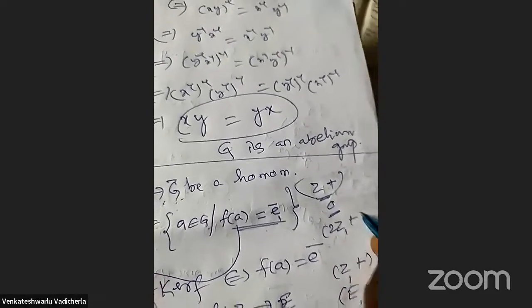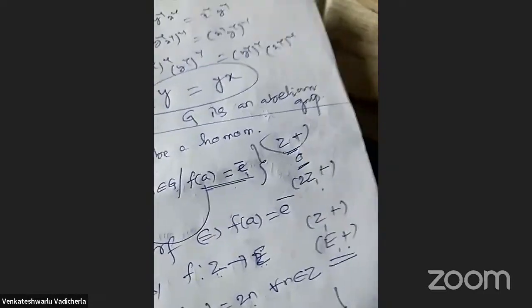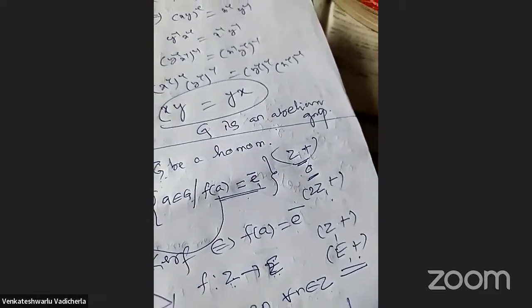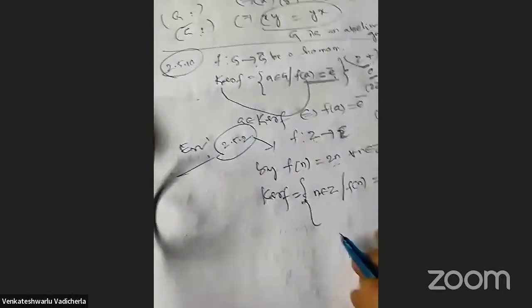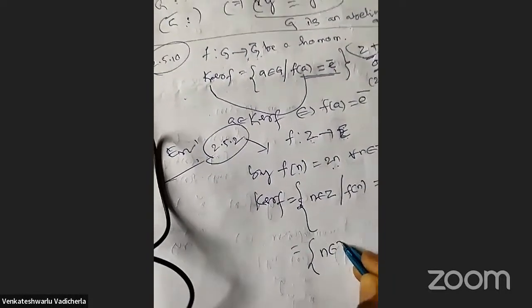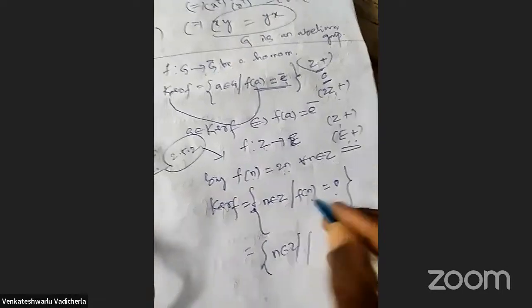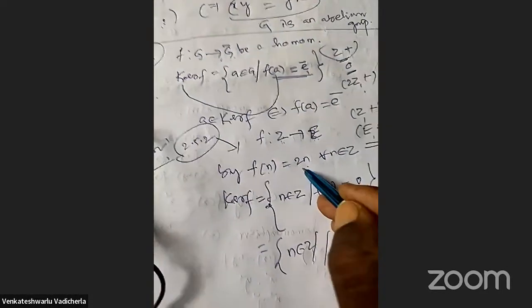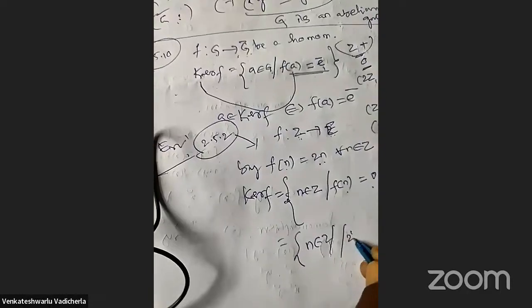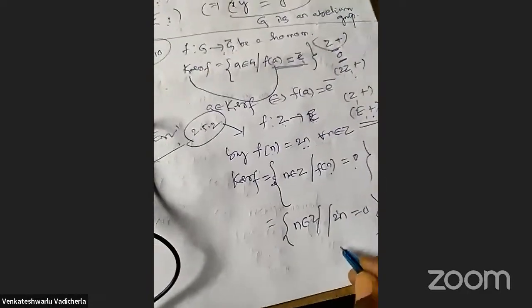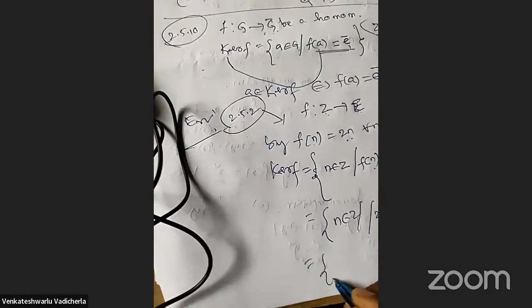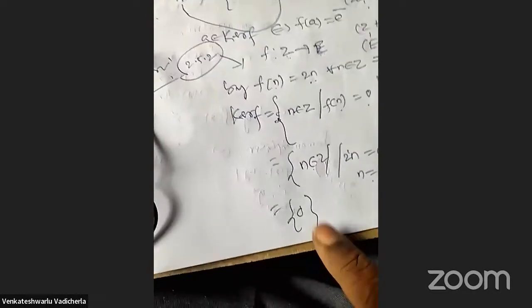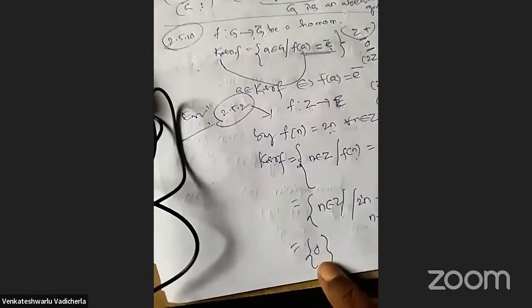In 2Z comma plus also, 0 is the addition identity element. The even integers are 0, plus or minus 2, plus or minus 4, and so on. The identity element of the even integers is 0. So n belongs to Z such that f of n, which is 2n, is equal to 0. 2n equal to 0 means n equals 0. That is called a singleton. So the kernel of f is the singleton 0.